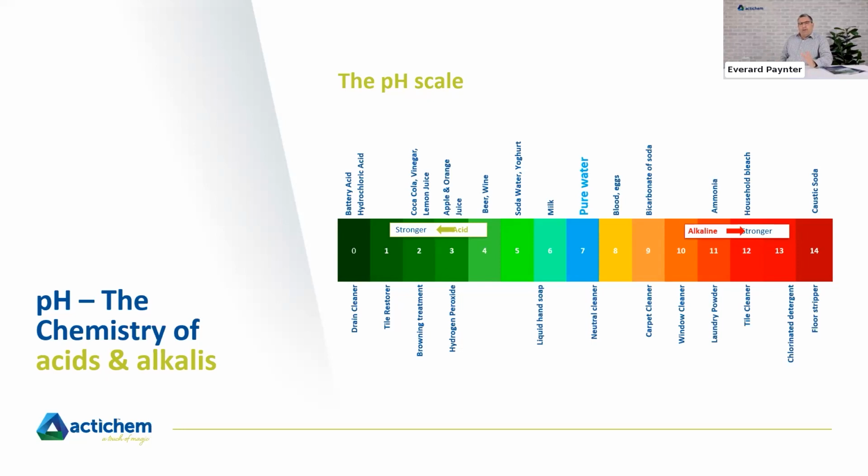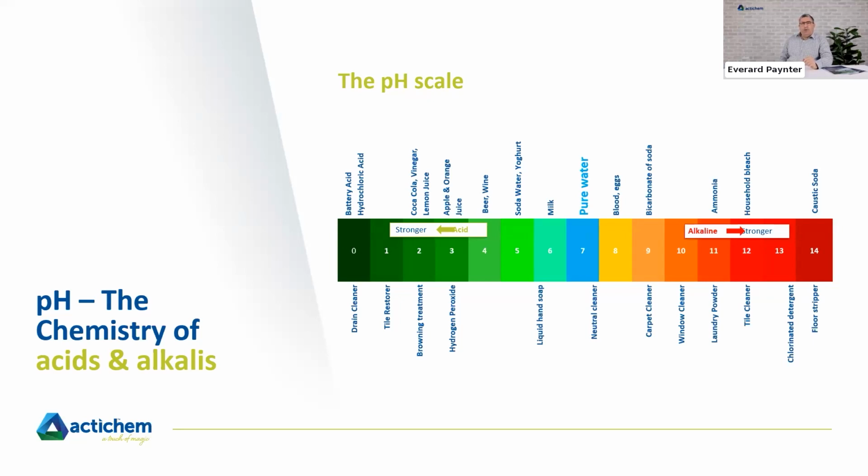Now, these increase towards the two extremes of the pH table, as you can see, from your acids on the left, which is your strongest drain cleaners, battery acids, right through to pure water. Now, I want you to note a couple of things. One is that you'll note that most of your foods and your beverages are all on the acid side. Most of your cleaners are on the alkaline side. How important is it to know the pH of things? And I'll tell you why.